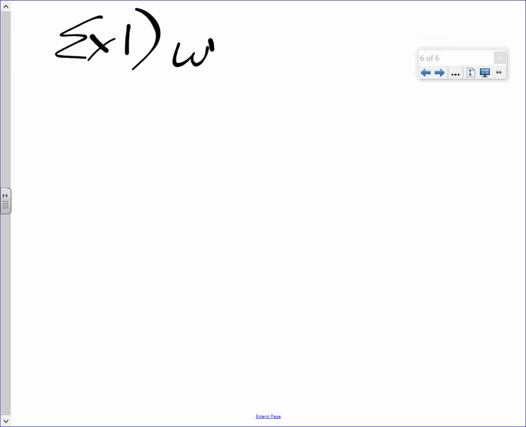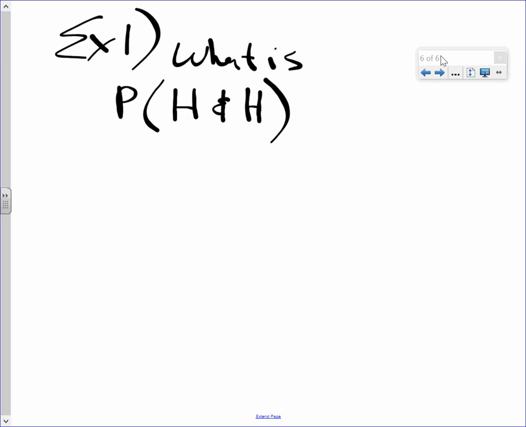Write, what is the probability of getting a heads and a heads two times in a row? Flipping a coin. I mean, there's only one way of getting that, so like 1 out of 100. No, it's still 50-50, isn't it? Okay, let's see. Here we go.